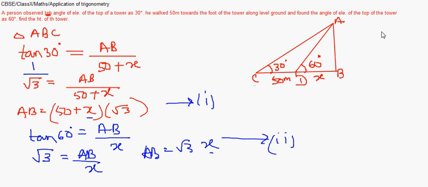Do I give you the answer? I better. You will get AB, the height of the tower, to be 43.25 meter when you replace root 3.